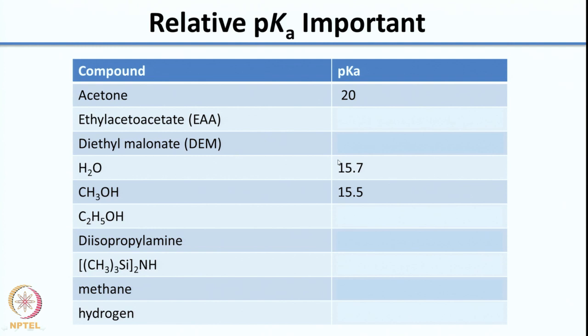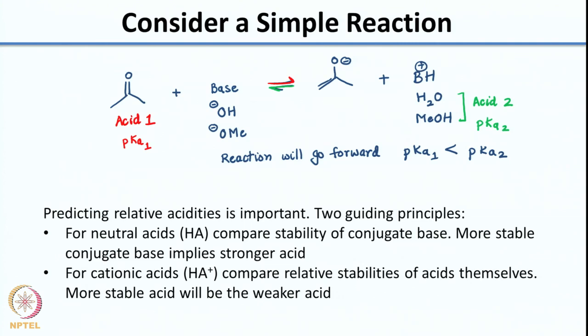Now that you have understood this, here I am comparing the pKa's of acetone, water and methanol. Acetone has a pKa of 20, whereas water and methanol both have lower pKa's of 15.7 and 15.5. If you look at the previous slide, we now have values for this. The pKa of acetone is 20 and this is around 16. When I compare this, it tells you that the reaction will have a greater tendency to go in the reverse direction.